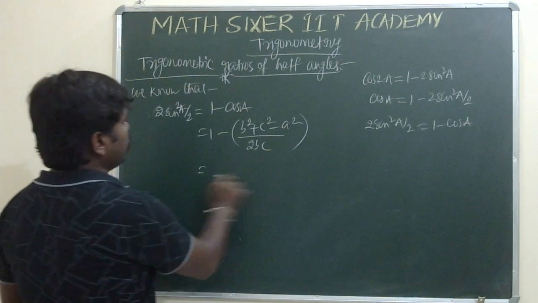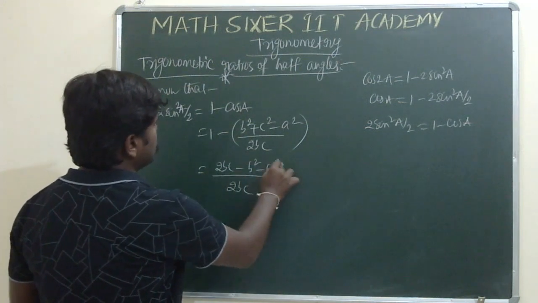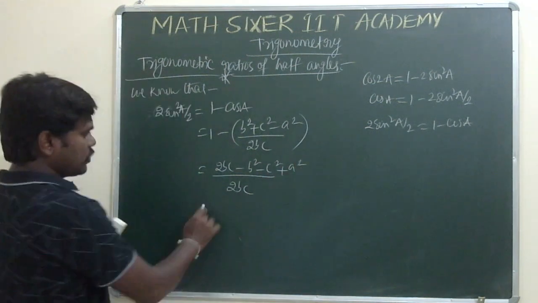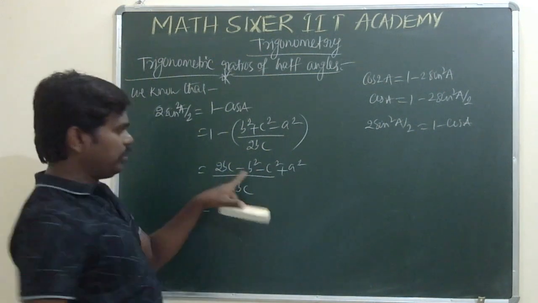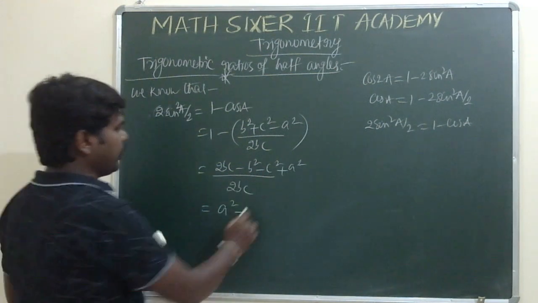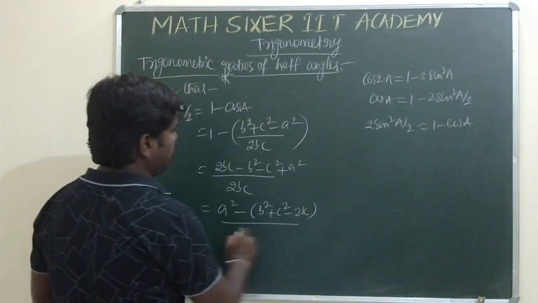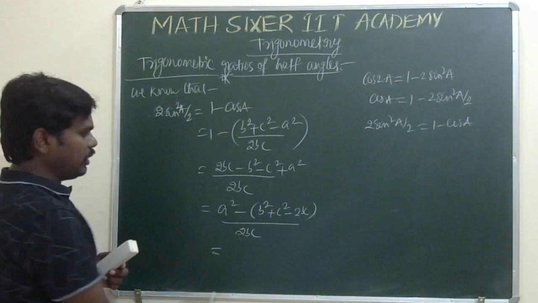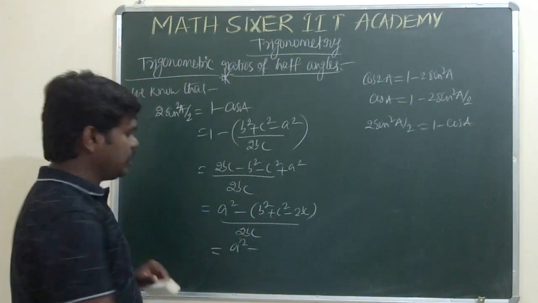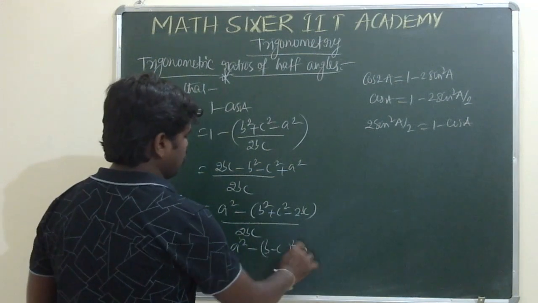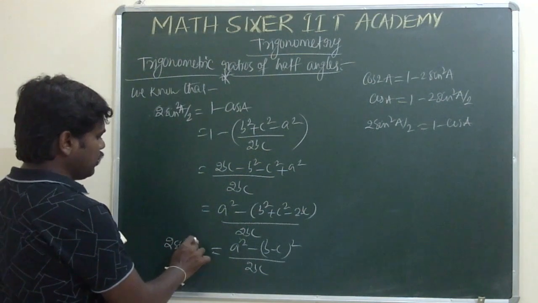Now when taking the LCM, the LCM is 2bc. So we get 2bc minus b square minus c square plus a square. Now I am taking minus common in these three terms, then I get a square minus, b square plus c square minus 2bc, divided by 2bc. So a square minus a minus b minus c whole square, divided by 2bc. This is what we have for 2 sin square A by 2.